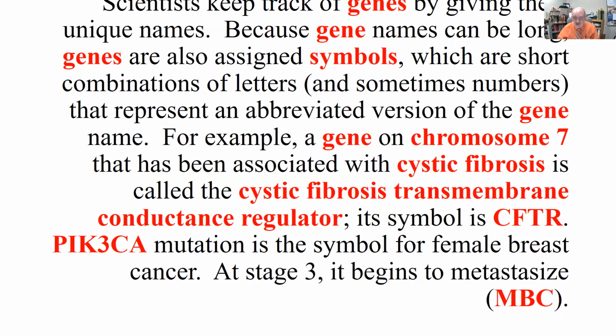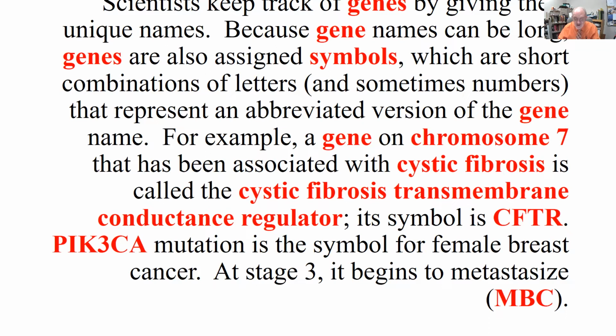Scientists keep track of genes by giving them unique names. Because gene names can be very long, genes are also assigned symbols, which are short combinations of letters and sometimes numbers that represent an abbreviated version of the gene name. For example, a gene on chromosome 7 that has been associated with cystic fibrosis is called the cystic fibrosis transmembrane conductance regulator. Its symbol is CFTR, for each of the words.